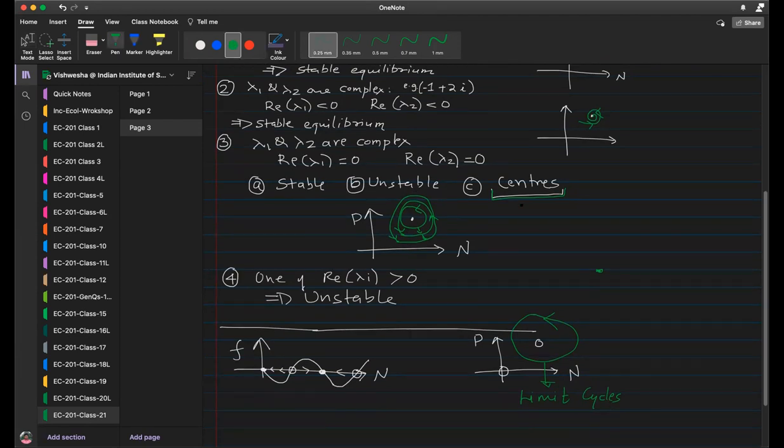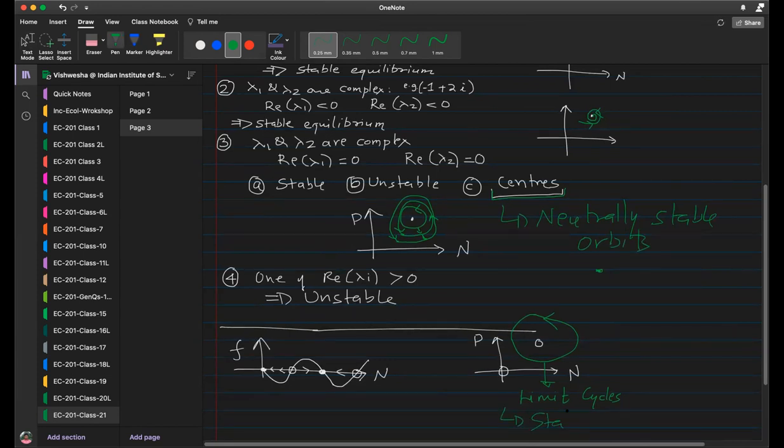So basically think of centers as neutrally stable orbits, whereas limit cycles are stable orbits. Which basically means if I make a perturbation, let's say a little bit inside, it will slowly converge to this. If I make a perturbation outside, it again will converge to this.